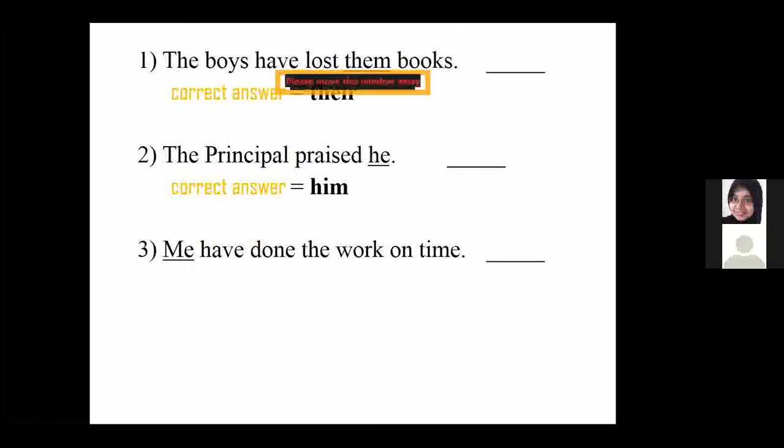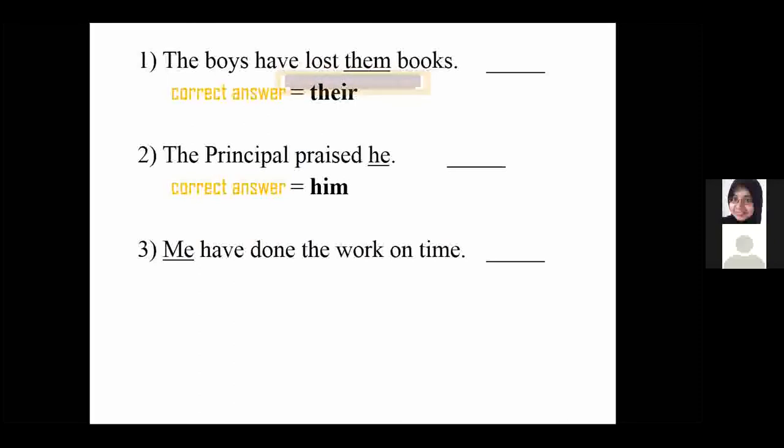Third one, me have done the work on time. Here, the word with error underlined is me. At the beginning of the sentence, the word me is there. Is it possible? Is it correct? No. What is the answer? Instead of me, we have to put what? I. Yes. I have done the work on time.